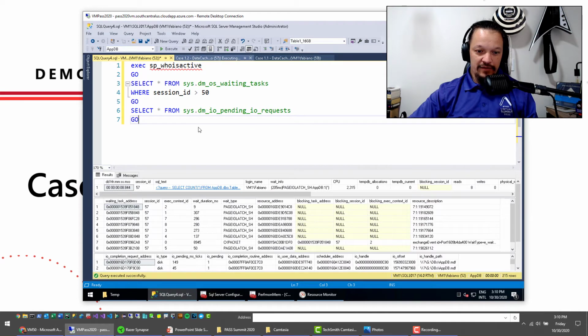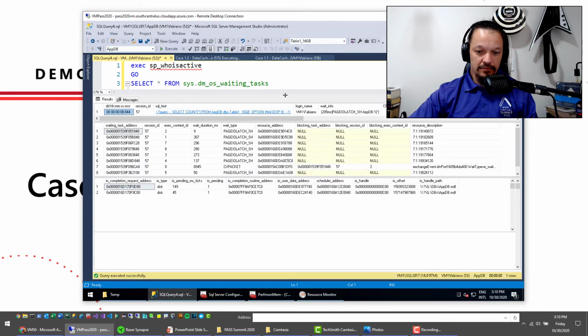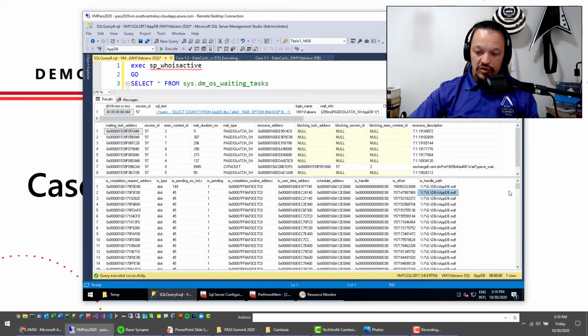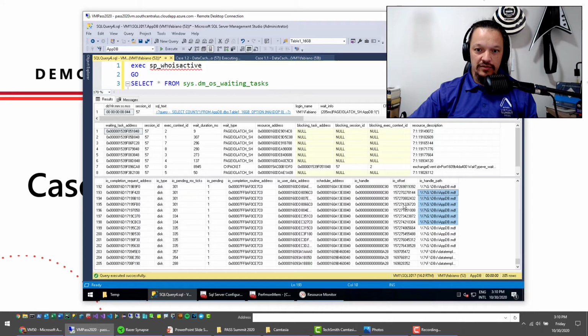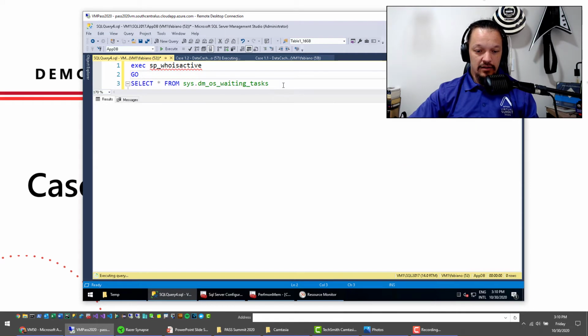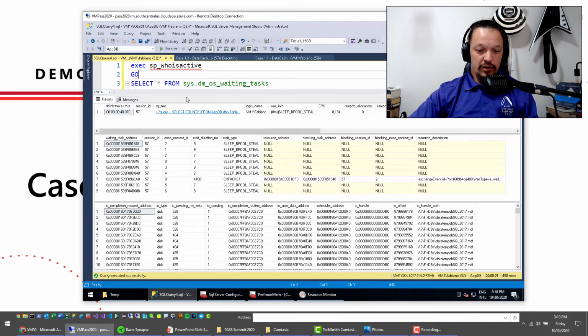So the session is 57. It's running. It's selecting from table 1. I'm also looking at the wait stats and the pending IO requests. Let's see what we have here. So far in the pending IO requests, we are only seeing reads for the appdb, which is fine. It's reading the data from disk, and then eventually we have to put information in memory. Let's run it again. There we go.